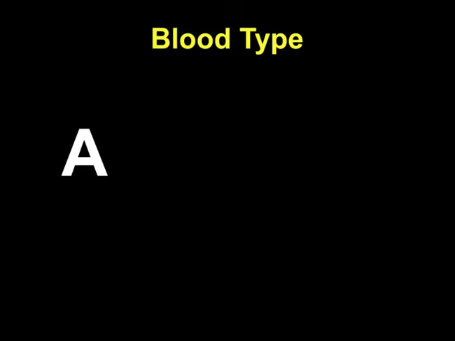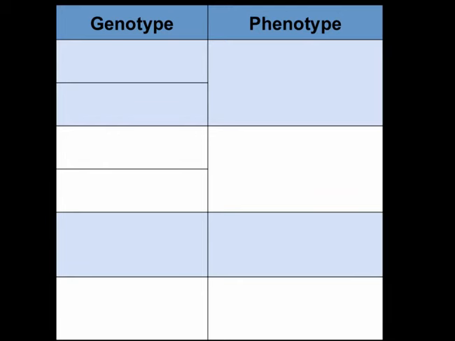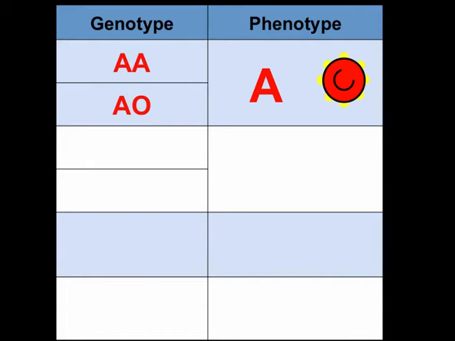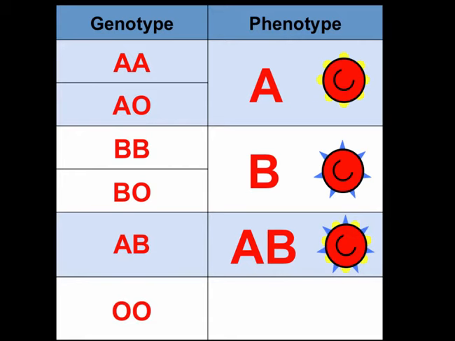Blood type, remember we have A, B, and O alleles. A and B are codominant. O is recessive. So we have as possible genotypes AA and AO, which are phenotype blood type A, and they actually have the A protein. BB, BO is also blood type B. AB is blood type AB, and OO, which is the recessive, is blood type O.